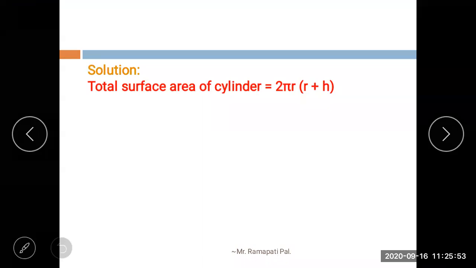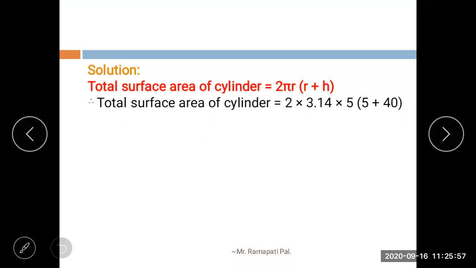So total surface area of a cylinder, substitute the value, that is 2 into 3.14 into 5. Now in the bracket 5 plus 40. So first solve the bracket. 5 plus 40 is what? 45. So in next step it will multiply by 5. Is it clear? So 2 into 3.14 into 5 into 45. Straightaway just multiply it.